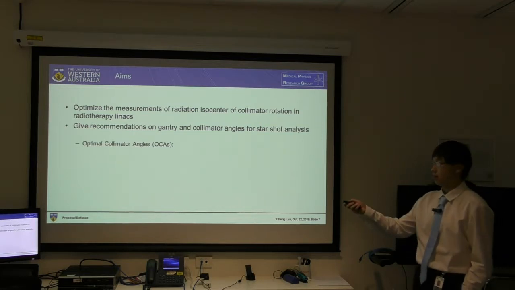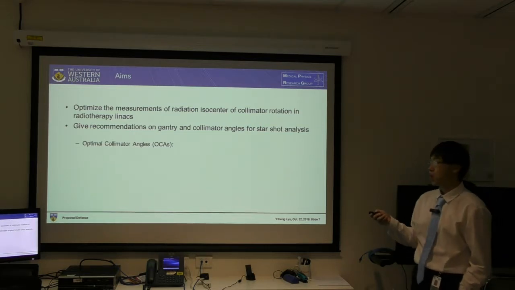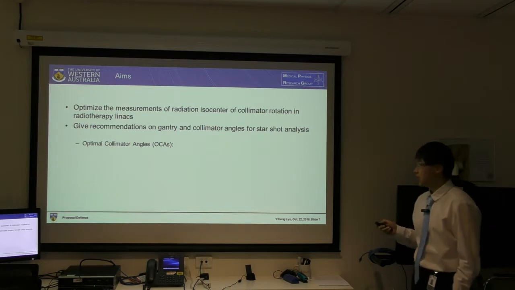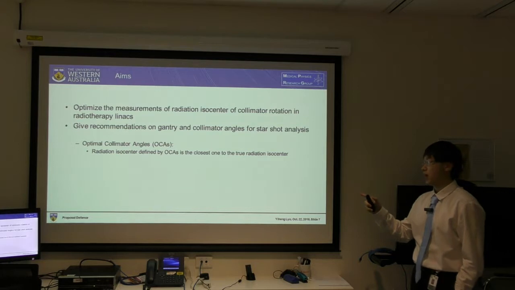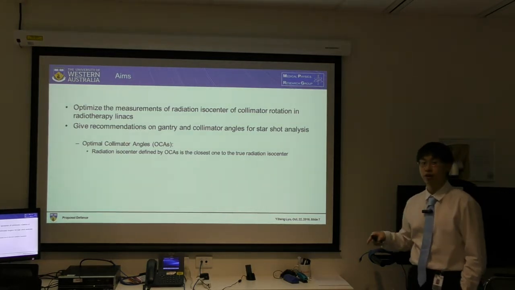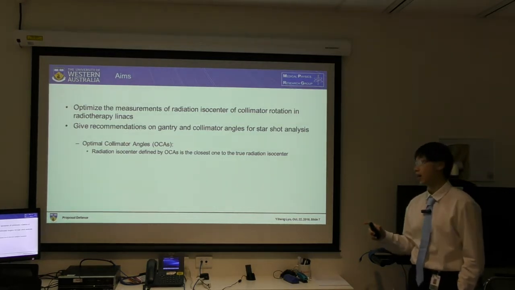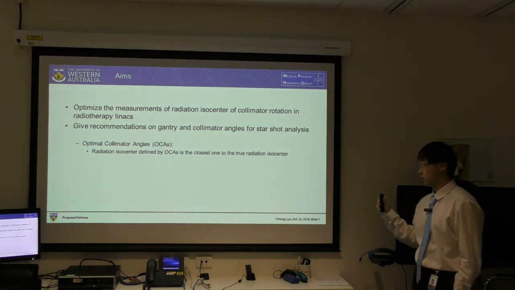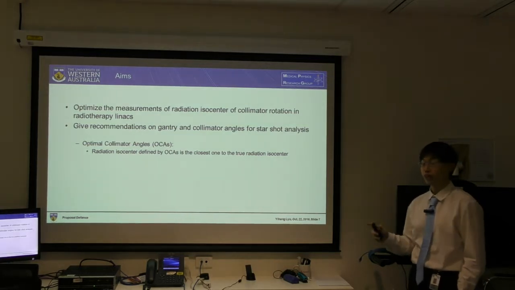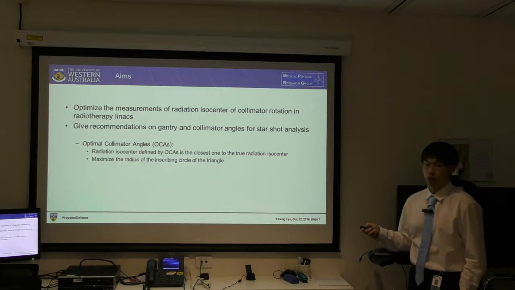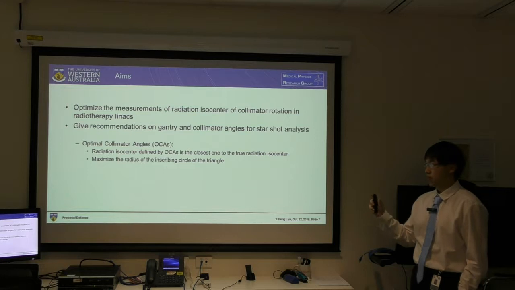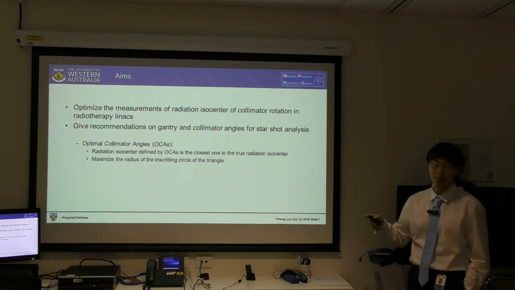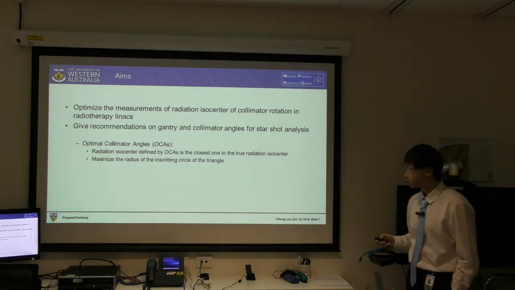First, I'll introduce a concept, optimal collimator angles, OCAs. It means the radiation epicenter defined by OCAs at a certain gantry angle for a beam energy on a certain Linac is the closest one to the true radiation isocenter. Or you can understand it as the OCAs maximize the radius of the inscribing circle of the triangle.